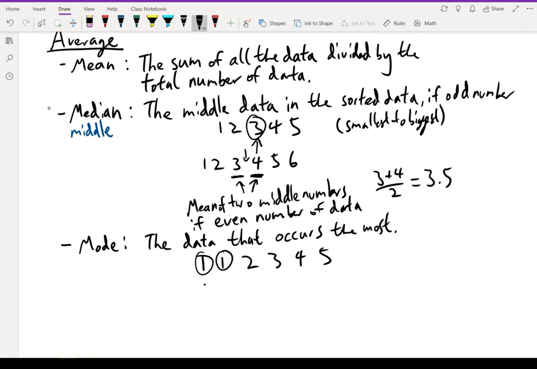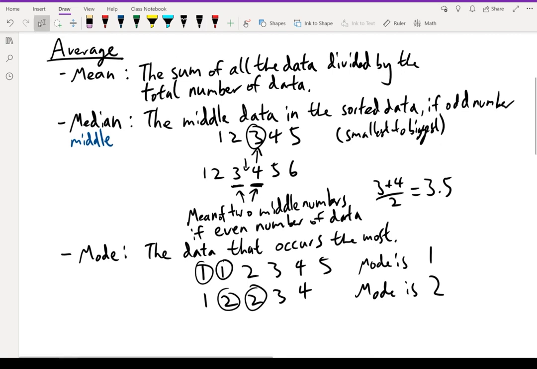And if I have 1, 2, 2, 3, 4, then 2 occurs the most, and that's the mode. We would say the mode is 1 in the first case, and the mode is 2 over here. It is the one that occurs the most. So we have 3 types of averages here. Now let's get back. You might want to copy the definitions down.